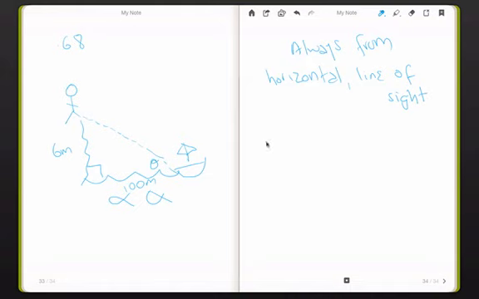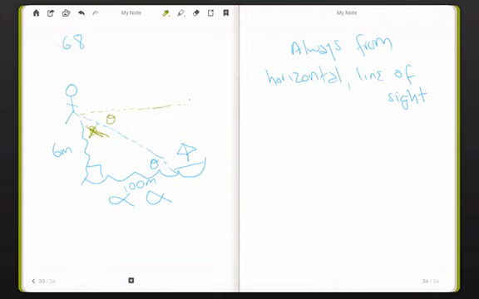If I told you, look at the angle of depression from the guy to the boat, that is not this angle in here, because it's not from the horizontal. You need to take the guy's horizontal and look down. So it's actually this angle here. That's the only place people really get tripped up in this angle of depression stuff. It's always from the horizontal.